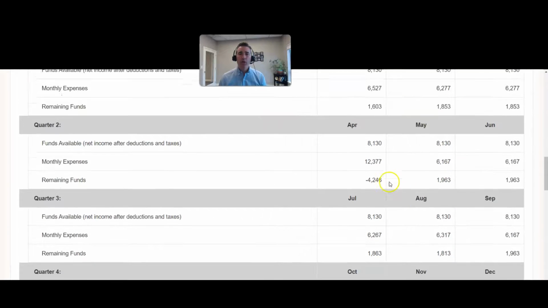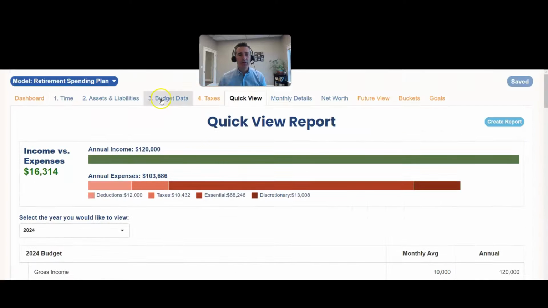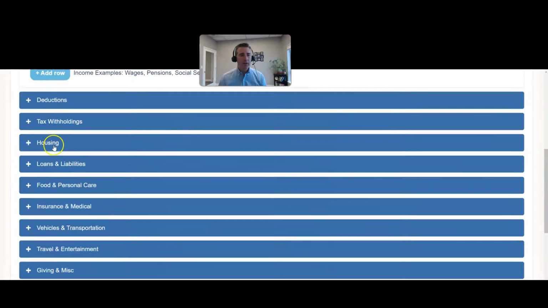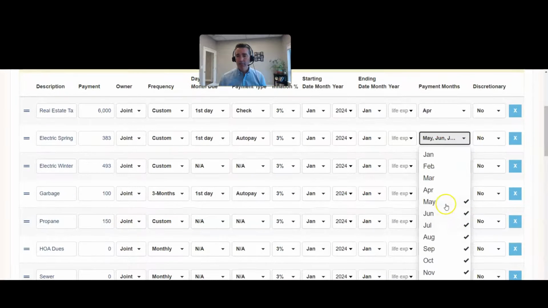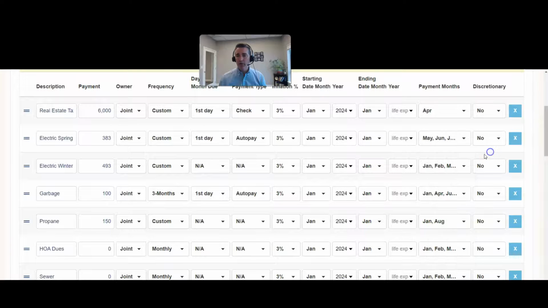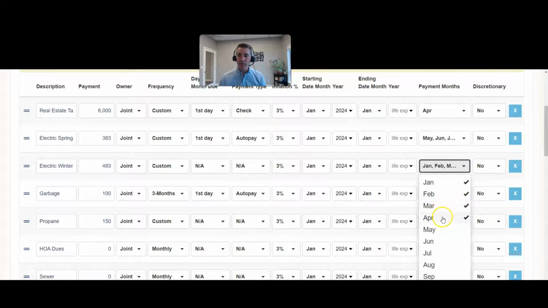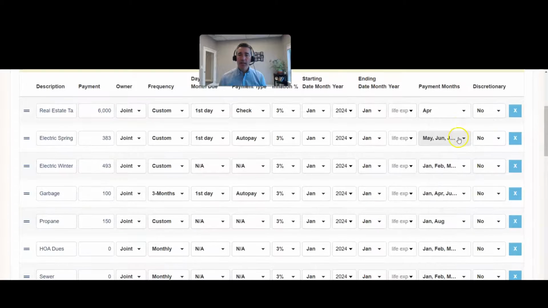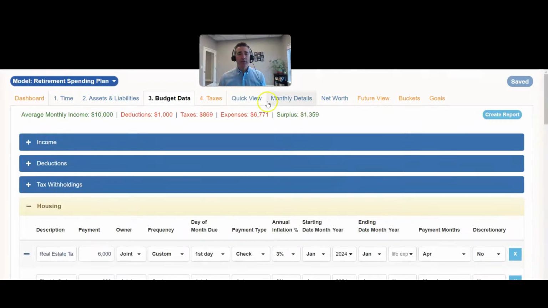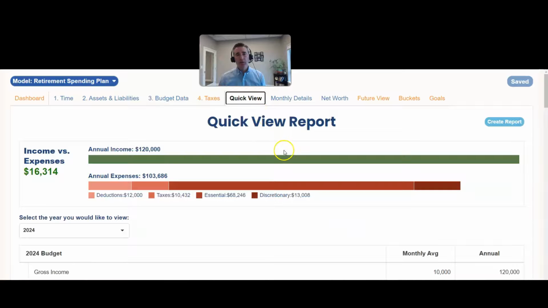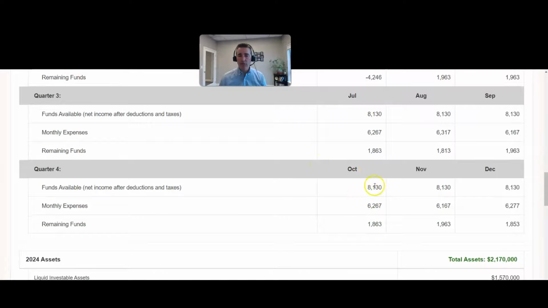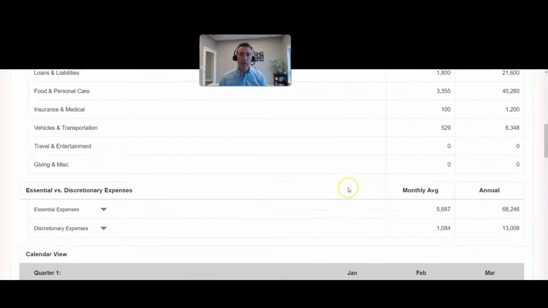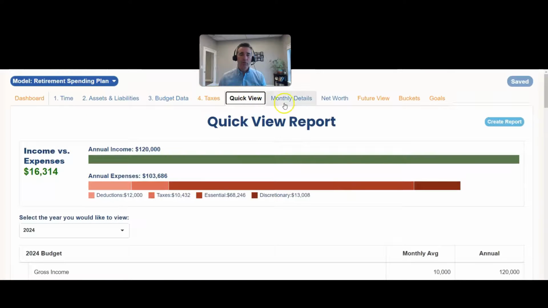Well, one other thing I wanted to show you here on the budget, this is so cool. Under the housing expenses, remember we have their electric and their winter happening, and it's a custom time frame. So this is happening May, June, July, August, September, October, and November, and this is happening in January, February, March, April, and December. That way the calculator knows, when you look at that calendar view of expenses, that in the winter months you're going to have a higher electric bill, and in the spring and summer it's going to be a little bit lower. And so you can see what that looks like here. You can see that ebb and flow on the Quick View report.